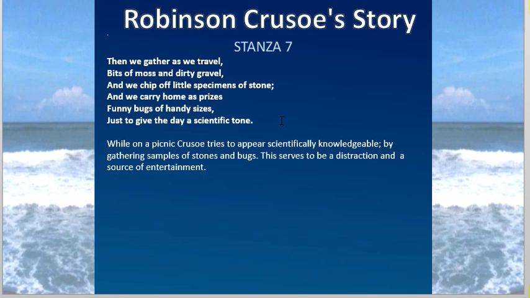So while on a picnic, Crusoe tries to appear scientifically knowledgeable by gathering samples of stones and bugs. This serves to be a distraction and a source of entertainment for his island life.